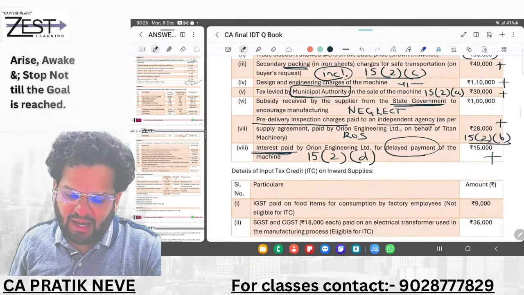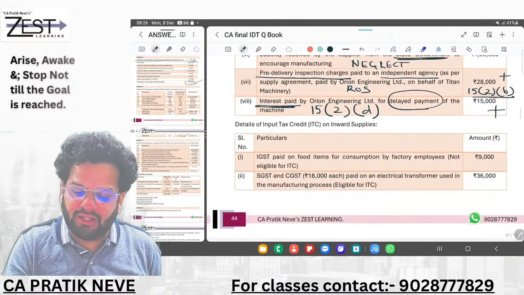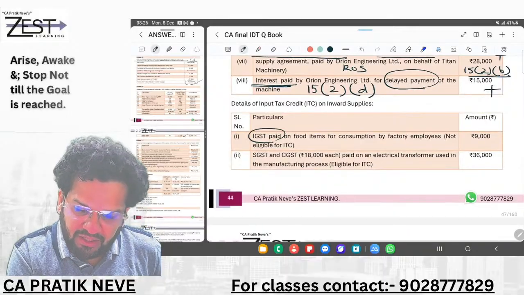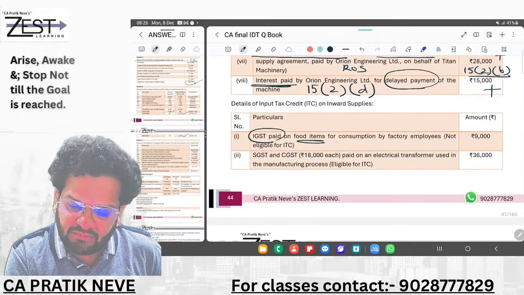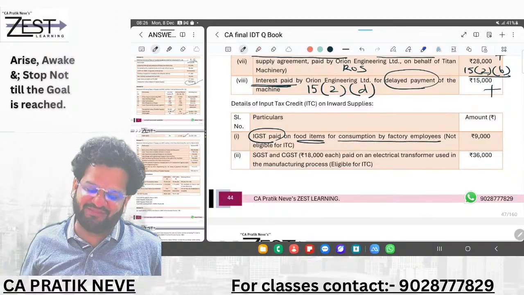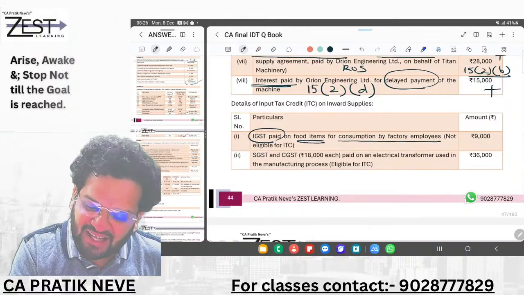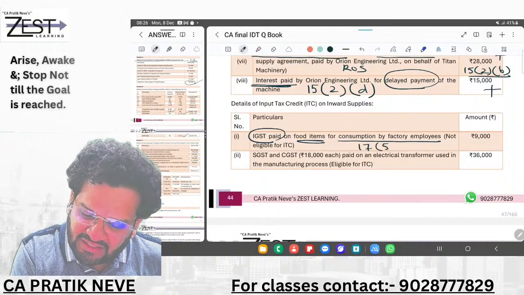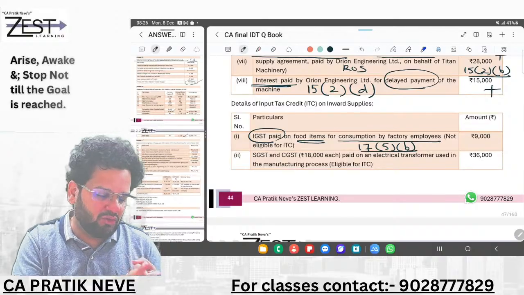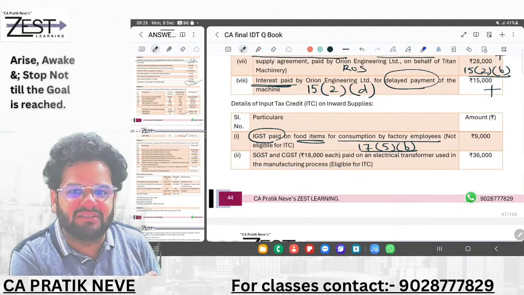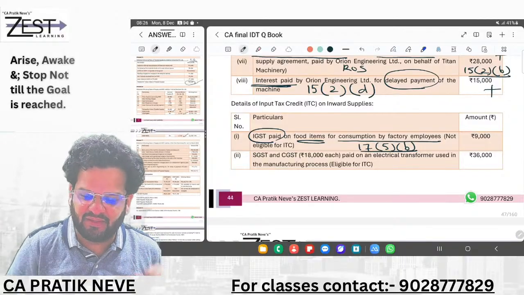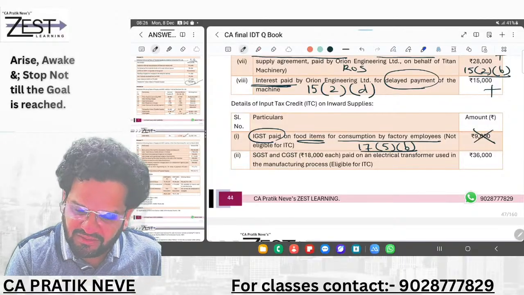Fine. And how much ITC will you get? There is IGST paid on food items for consumption by factory employees. You know that here ITC is blocked as per 17(5)(b). ITC is not allowed on outdoor catering services or food and beverages. Okay, so no ITC.